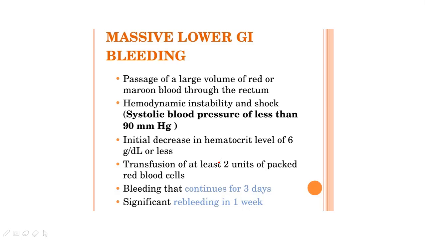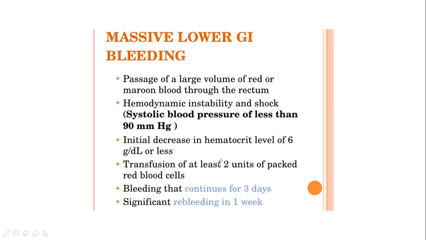So when will we say it's a massive lower GI bleeding? We will say it if the blood pressure becomes 90 or less than 90 because of the blood loss. We can say it when there is a large volume of red or maroon colored blood coming out. We can see it if the hemoglobin level becomes low and fixed. It's not the hematocrit, it's the hemoglobin level that becomes fixed.